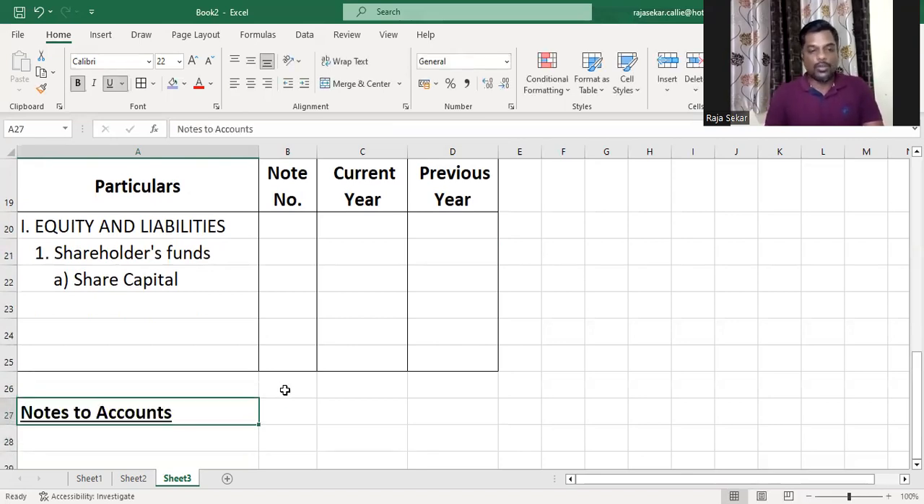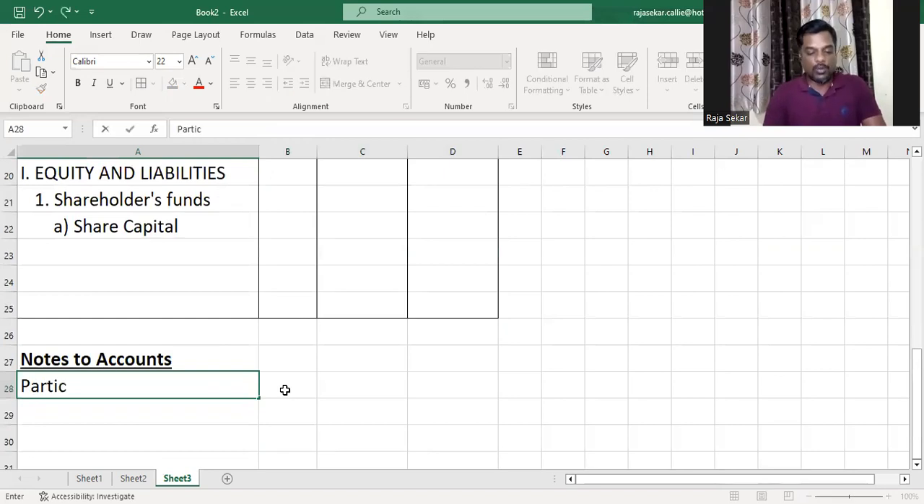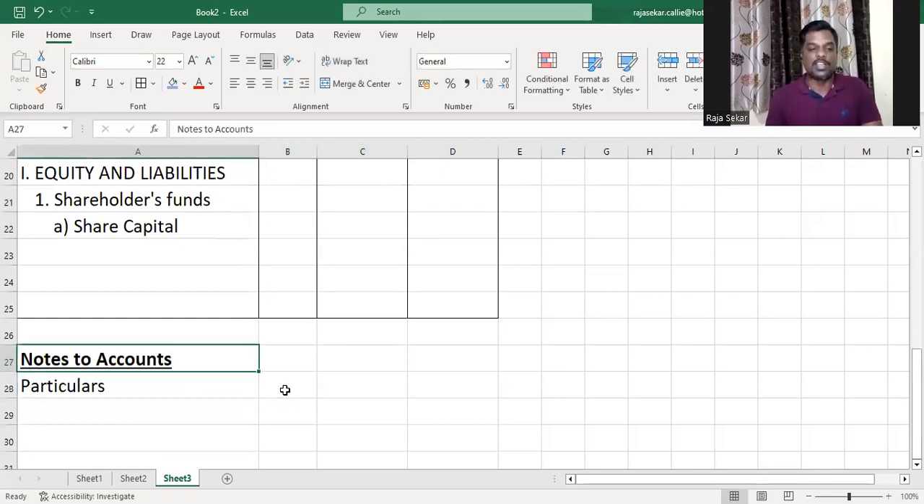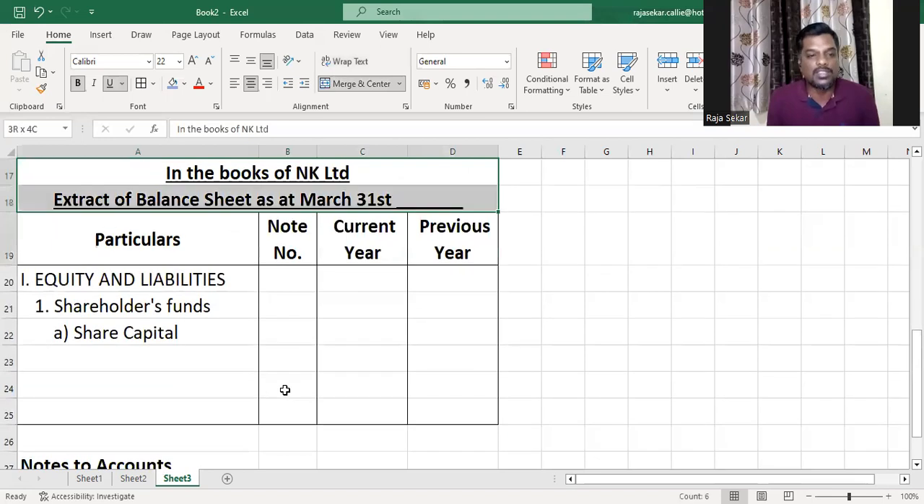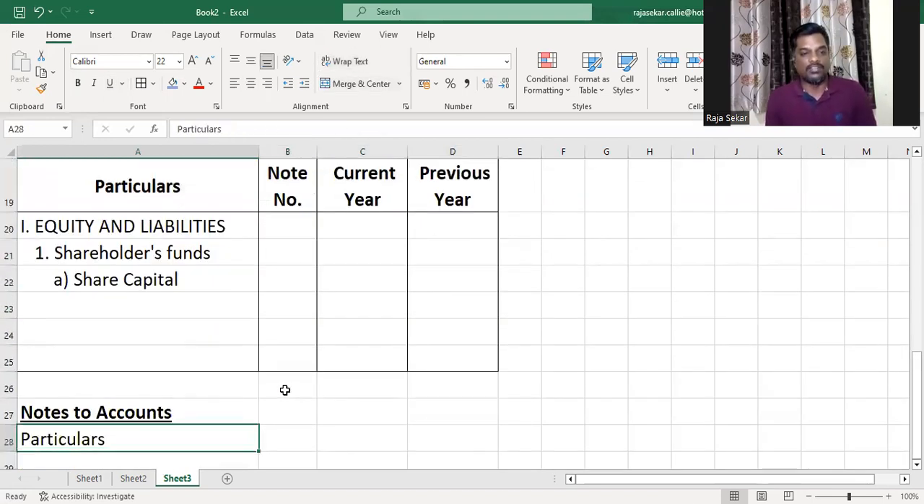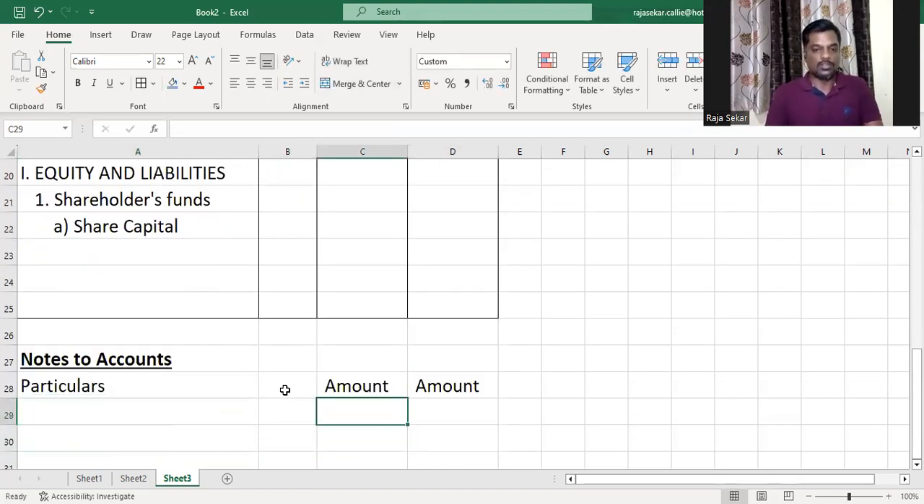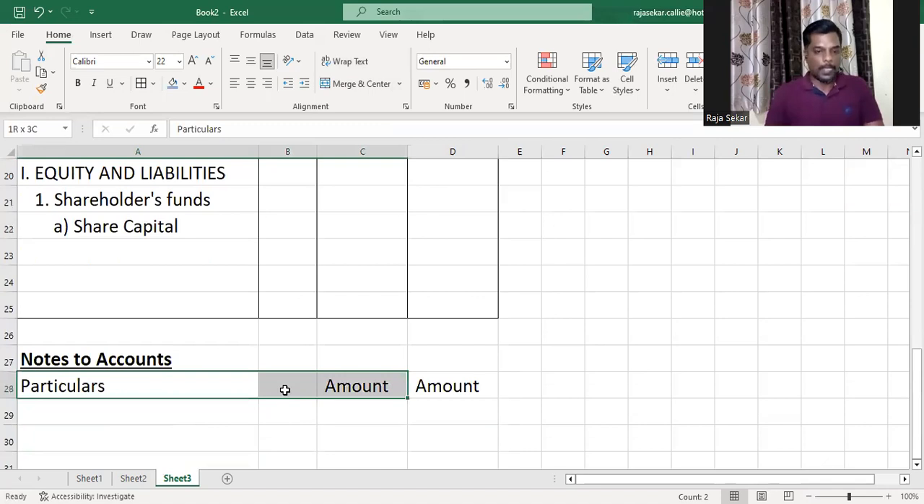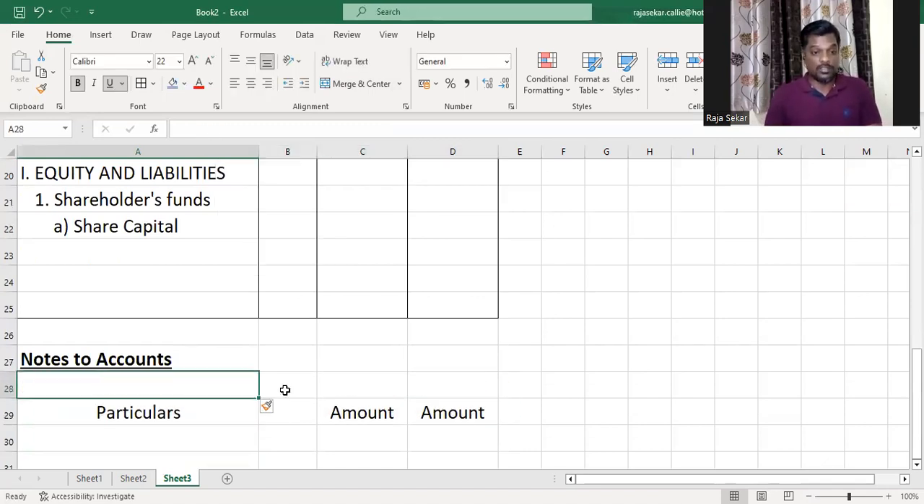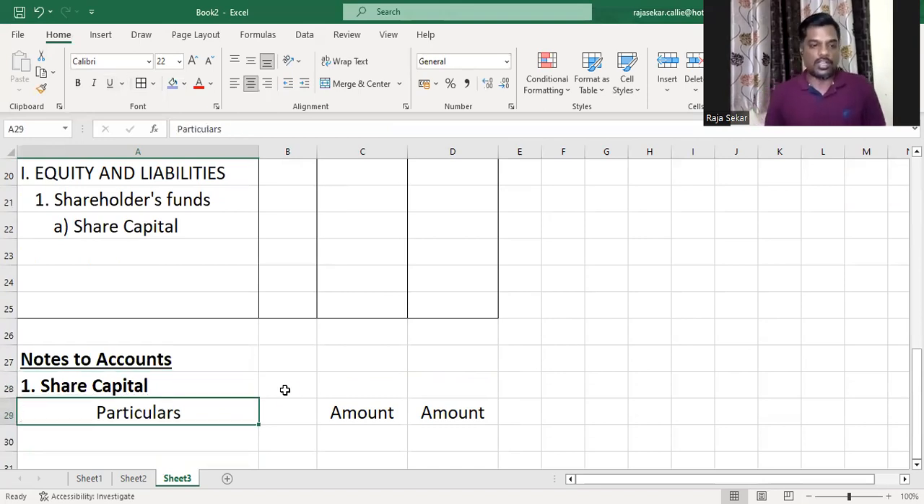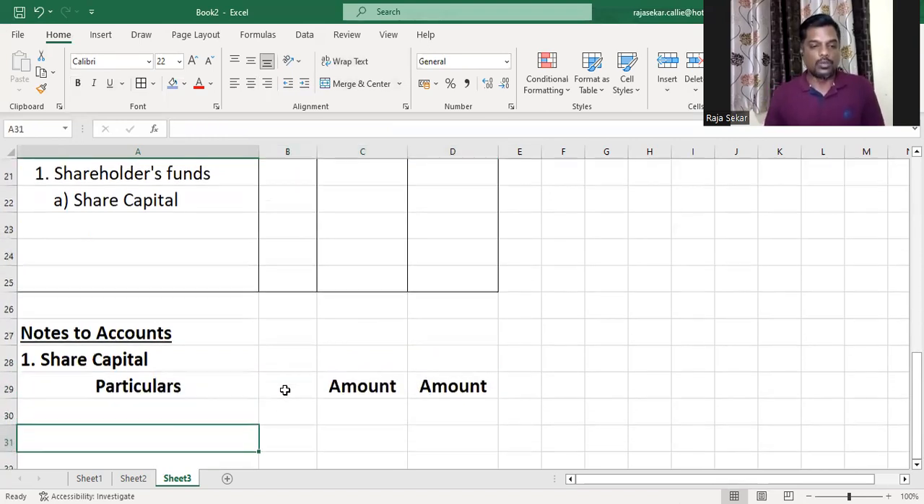See, all of this you'll have to do in every question, understood or not. You don't even have to look at the question. If it is a question asking you to prepare the schedule of share capital, without writing the numbers, you can actually do these things directly without even looking at the question. Amount, we'll have two amount columns. And then starts the problem. Before this, you write what notes to accounts you're preparing: share capital. Preparing the notes to accounts for share capital. Understood? All right. Now let's go ahead and do this.